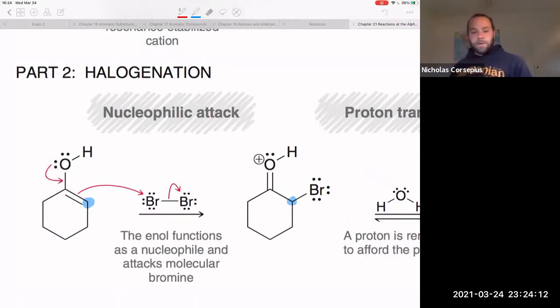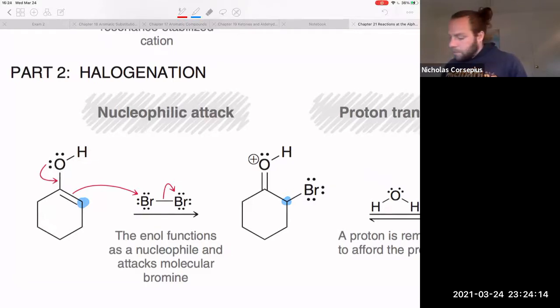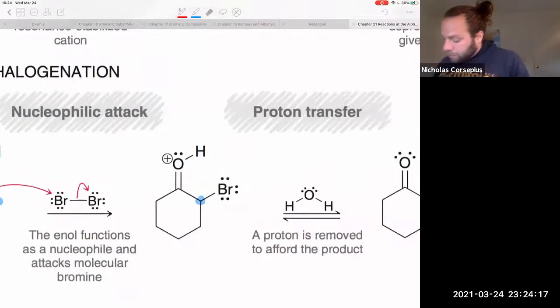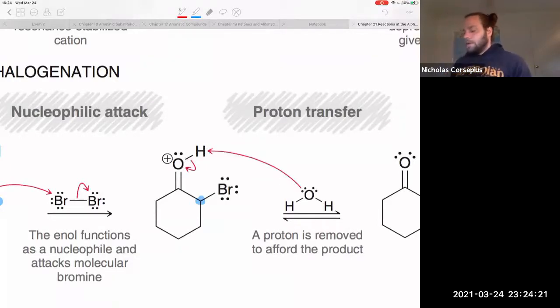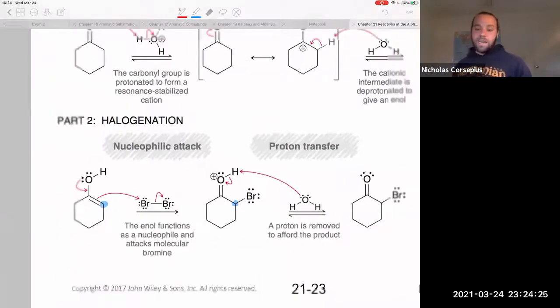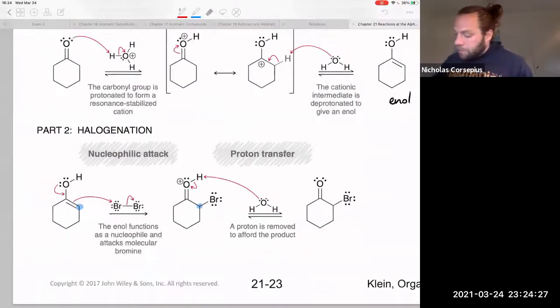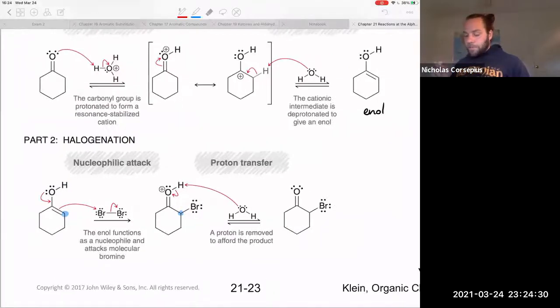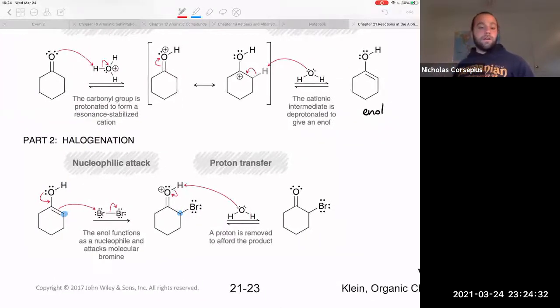And at the same time, this pair of electrons will come down. Now we can just go ahead and deprotonate that carbonyl oxygen, leaving us with a brominated alpha carbon. Notice how the first step is formation of the enol, and then the enol is the species that reacts with bromine.